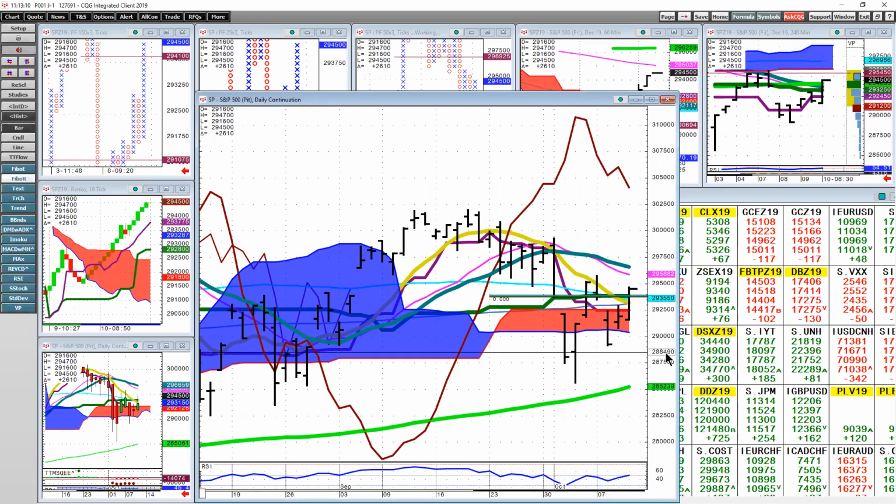Okay. And it's the same thing here in the S&Ps. The S&Ps came down and filled out the point and figure. You could have bought them a lot lower last night, if you're bullish.